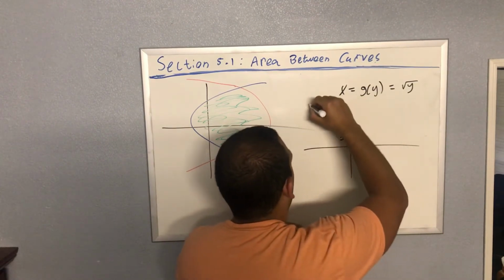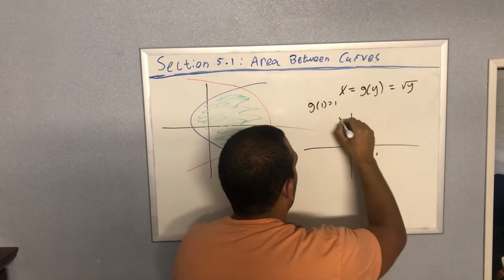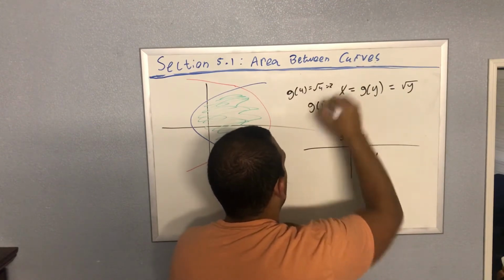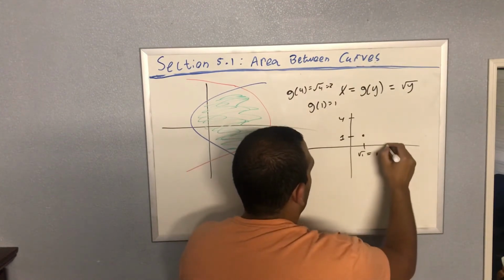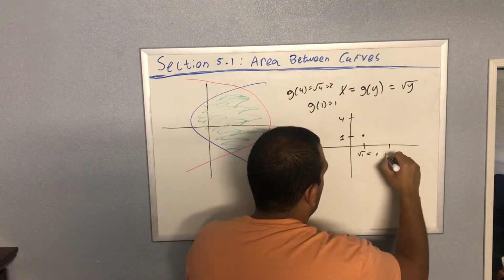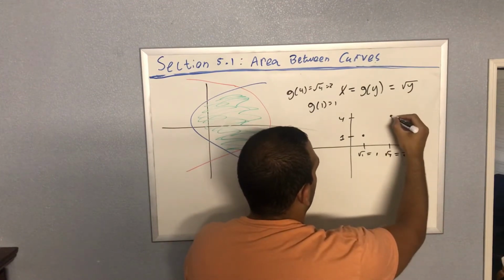So yeah, g of 1 is 1. Now if y is 4, what is g of 4? It's root 4, which is 2. So it's saying that at y is 4, you should be 2 units out. You should be at the square root of 4, which is 2. So you should put a dot here.